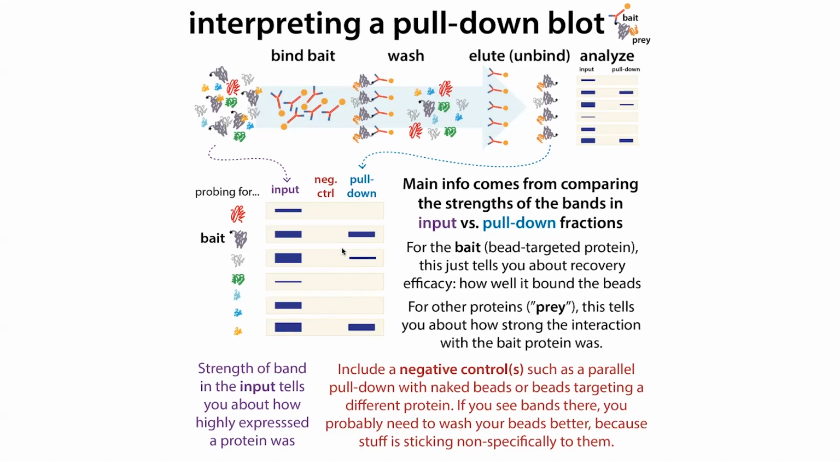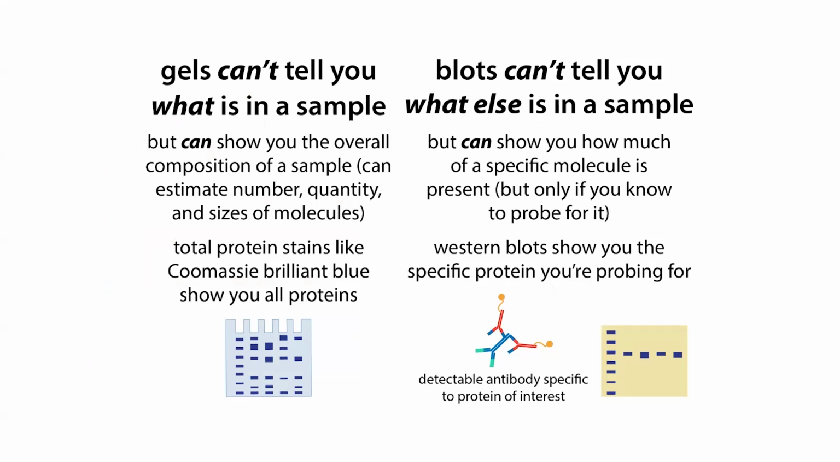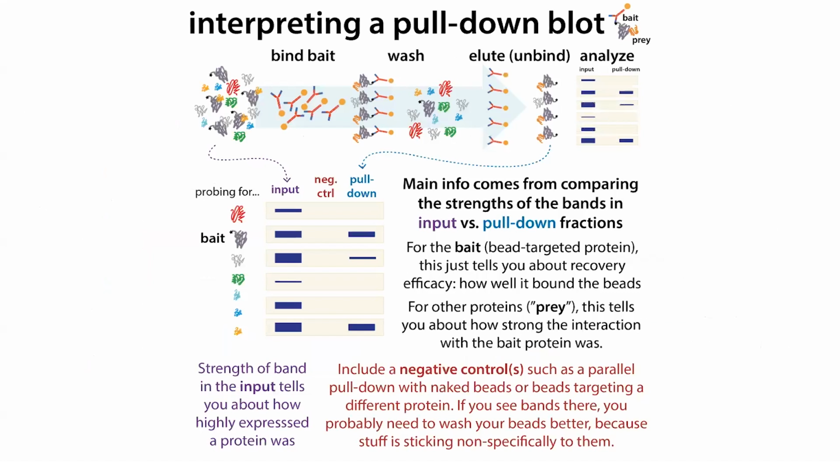And note too that it's really important that you're comparing it to the input and not to just like another band in your pull down, both because the amount expressed can differ and the quality of the antibodies can differ. So sometimes you might have a really weak antibody, so you're going to get a weaker band even if you have more of the protein present than you would have with another sample. You also want to make sure that when you're analyzing the bands, you're not mistaking there for being more of something when you just loaded more of something.